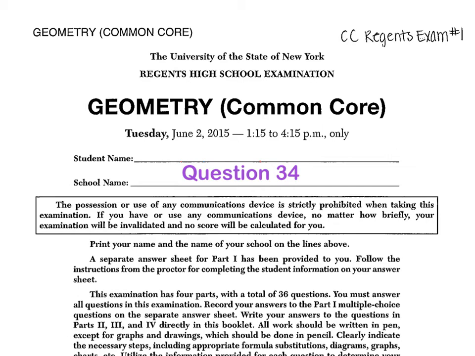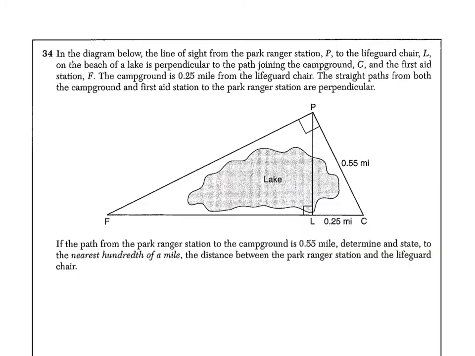This video will cover the Geometry Common Core exam, question 34. Number 34 says, in the diagram below, the line of sight from the park ranger station P for park ranger, to the lifeguard chair L on the beach of a lake is perpendicular to the path joining the campground C and the first aid station F.